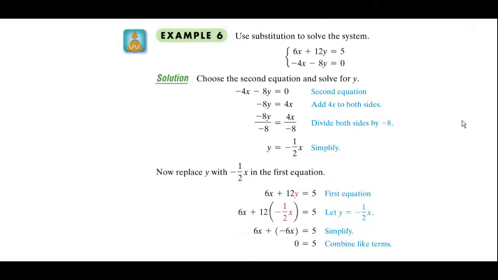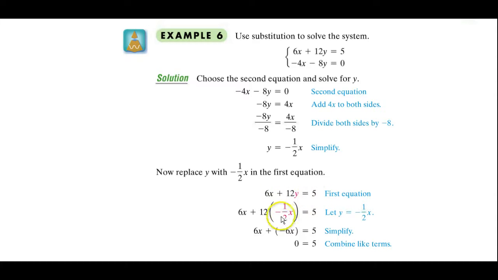Okay, now as we look at example 6, again they are in standard form. Now they wanted us to solve for one of the letters. So we are going to solve for the letter y. Now when we do it, we get this. When we replace y with a negative 1/2 x, notice what happens.